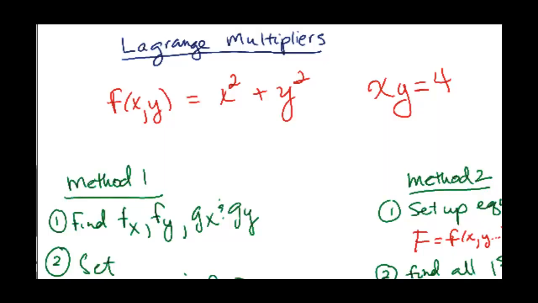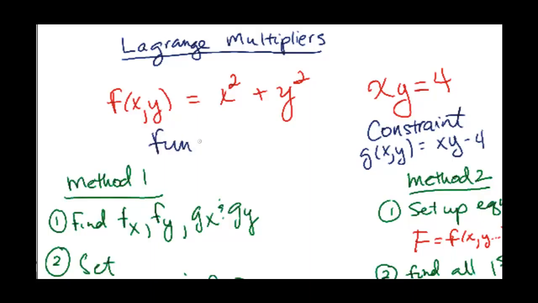The Lagrange multipliers method is used to optimize, in other words, find extreme values, maxes or mins, however you want to put it, of multivariable equations with constraints. Okay, that was quite a mouthful. Which one of these is the constraint and which one of these is the actual function? Well, anything that's equal to a number is the constraint, and usually you will just say g of xy in this case would equal xy minus 4, and then this would be your main function you're trying to optimize.